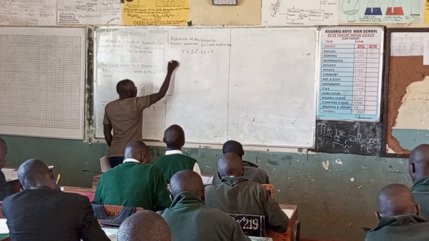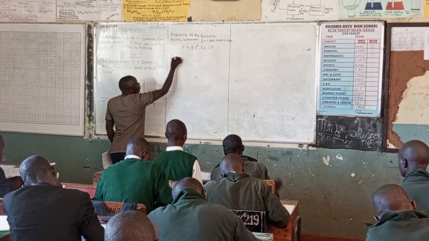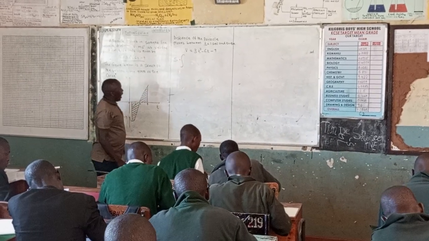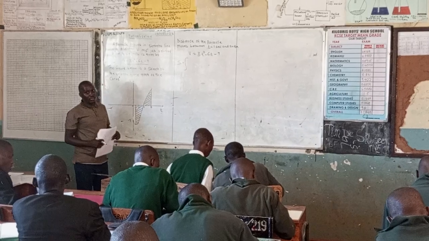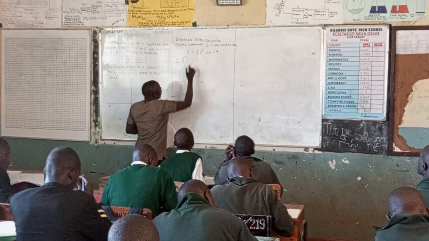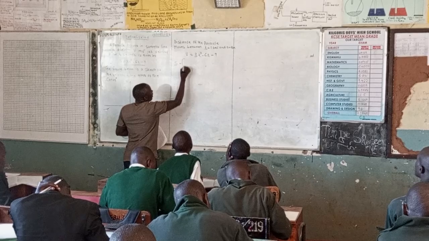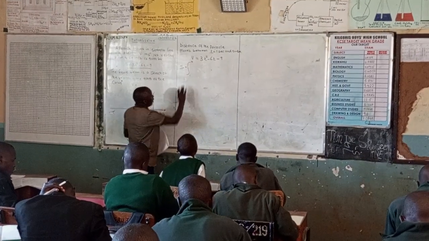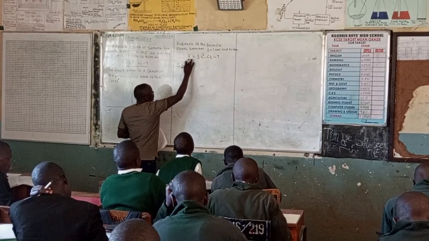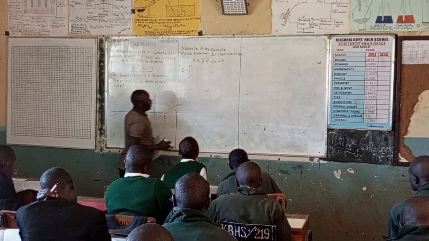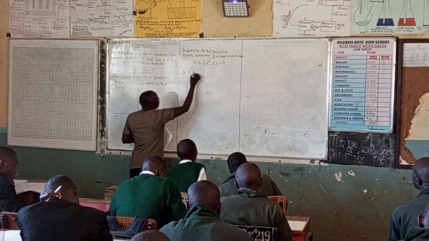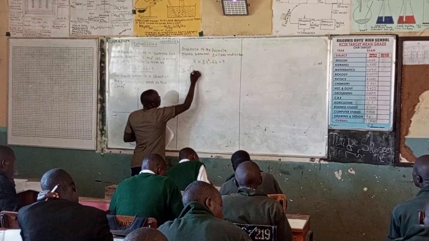Our distance is now the integral, and we have been given the limits: t equals 1 and t equals 4. But we cannot introduce the limits at this time. Let us integrate first, so we have the integral of the velocity with respect to dt.